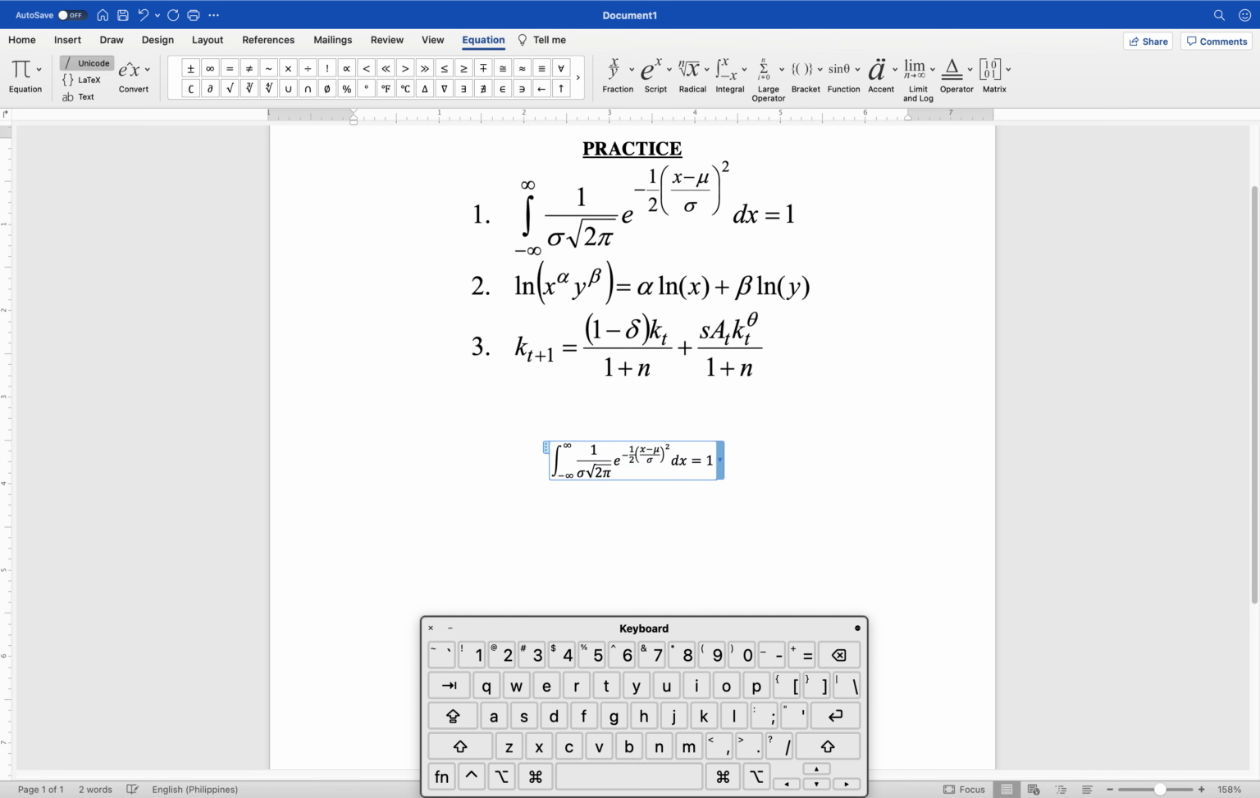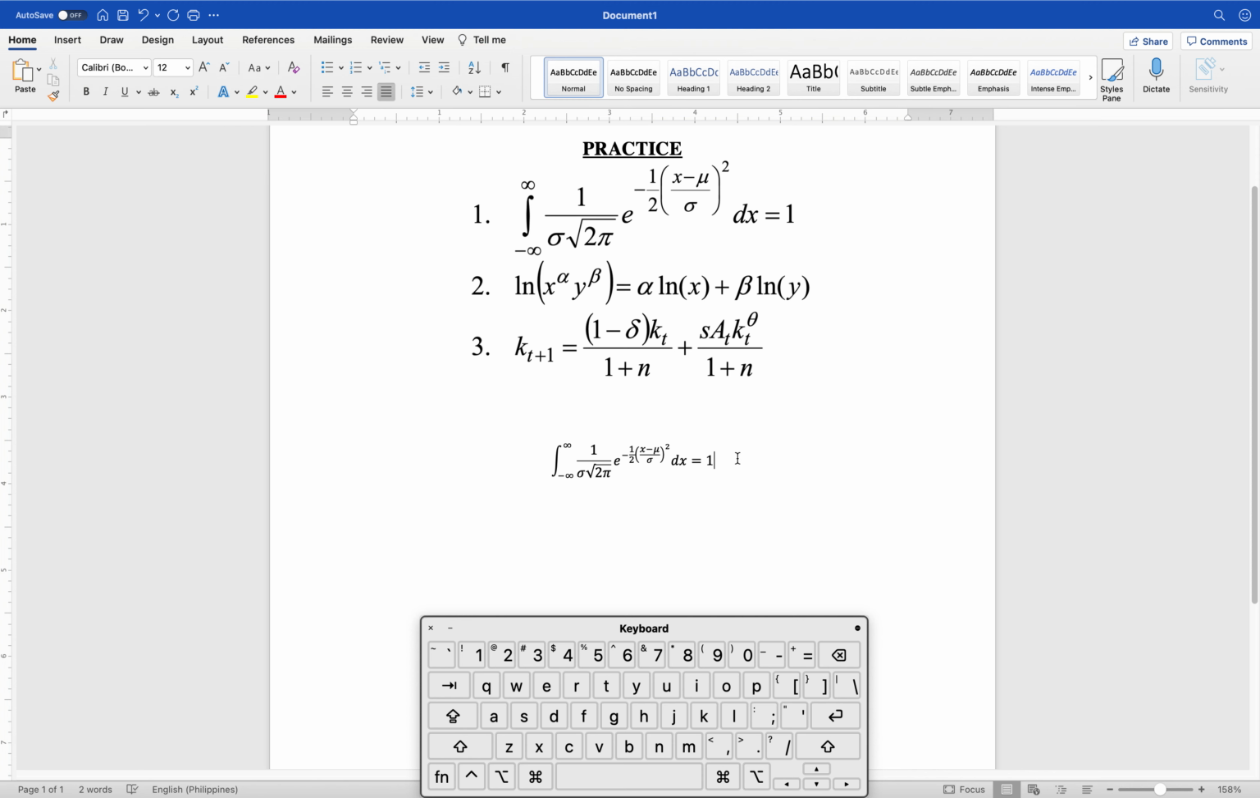And then that's better yet, we need to transfer this outside, equals 1. All right, there you go. So this is our number 1. I think we need to make this bigger.